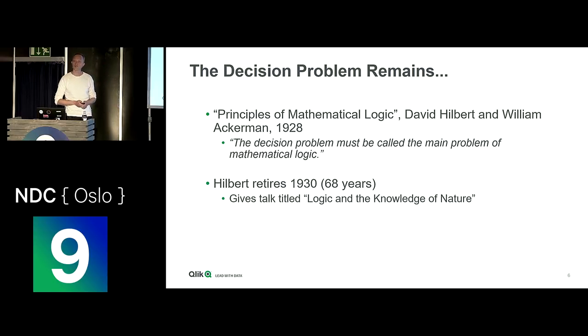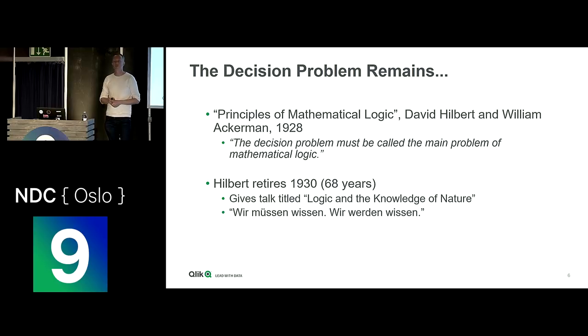And in this talk, he adds a quote that has become quite famously coupled with him, which is, "Wir müssen wissen, wir werden wissen." And for those of you who don't know German, that means, "We must know, we will know," which sums up his whole idea about how to deal with mathematics. We can do this if we just put our minds to it.